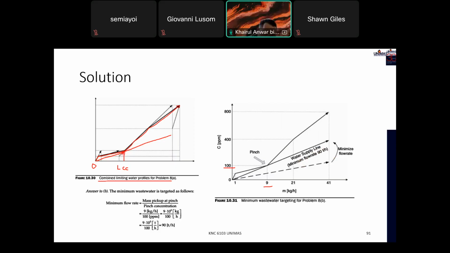the point where it intersects the composite curve is equal to the pinch. In this case, the pinch point is 9 kg per hour, 100.